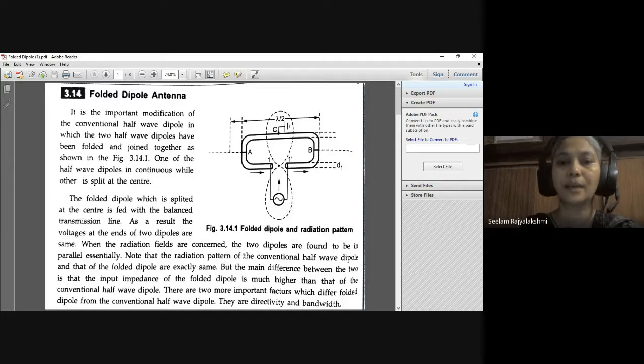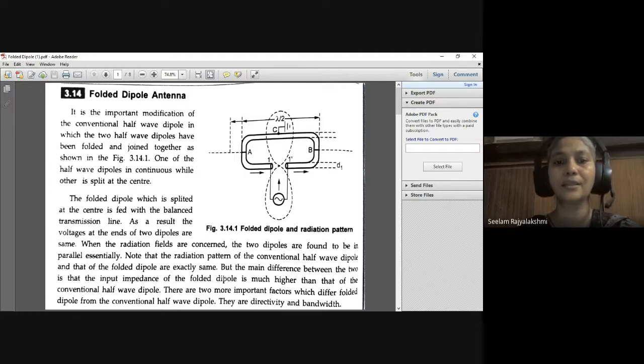Now if you observe the radiation pattern for the conventional half-wave dipole and the folded dipole antenna, the radiation pattern is the same. The radiation patterns of the conventional half-wave dipole and the folded dipole are exactly the same. We cannot observe any difference in the radiation pattern, but the main difference between these two is the input impedance. The input impedance of the folded dipole is much higher when compared with the conventional half-wave dipole.